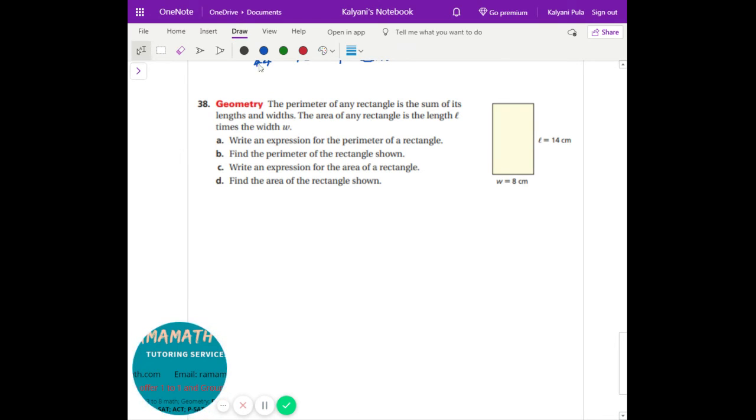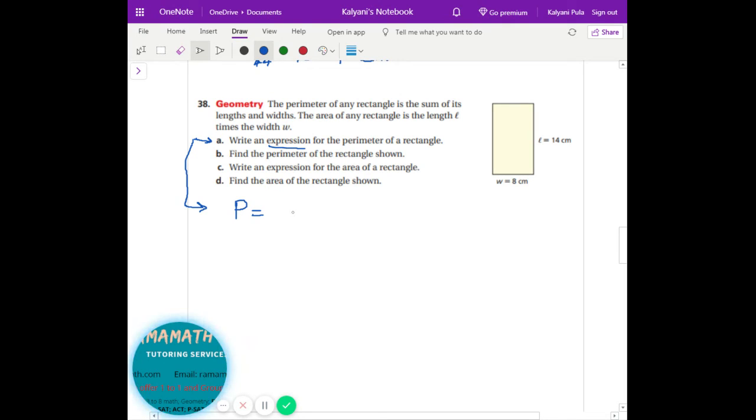So what's the width? 8 centimeters, and the length is 14 centimeters. So the first question says, write an expression for the perimeter. So I know the answer. Okay, tell me that. 44. Okay, no, that's the answer, but I want you to write an expression first.